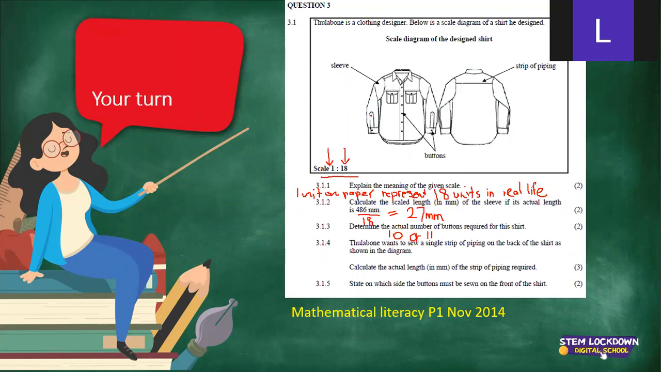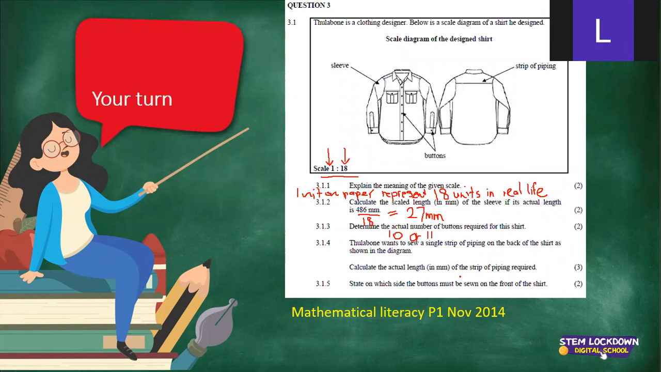Bacon also got the answer correct. Now let's select number 4. Now it says: Tulabone wants to sew a single stripe of piping on the back of the shirt. Right, there it is. Single stripe as shown in the diagram. Calculate the length in millimeters of the stripe of piping required.